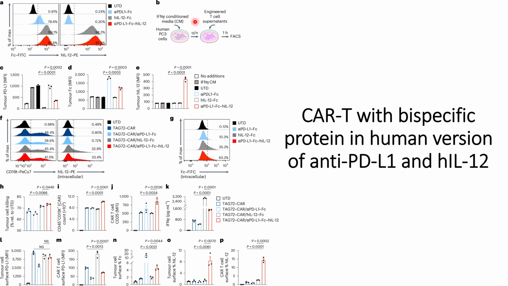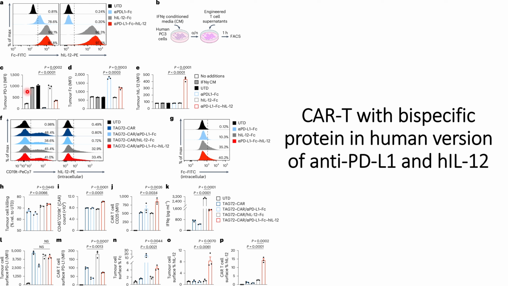So what are these engineered T cells? These T cells are the Jurkat cells that are transduced with their CAR T with the bispecific humanized version of anti-PD-1 and human interleukin 12, and then they took the supernatant and added it to these tumor cells, and after 1 hour they check the tumor killing and the other immune cells.